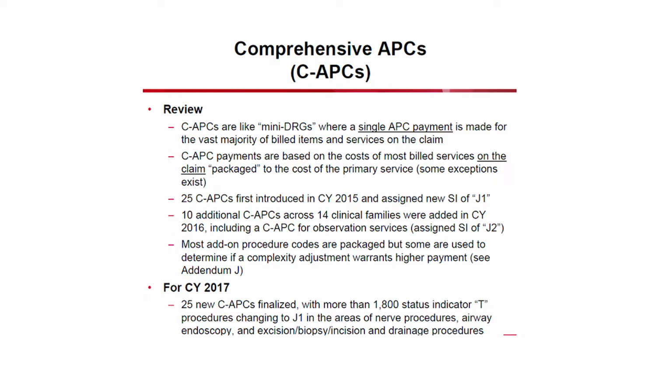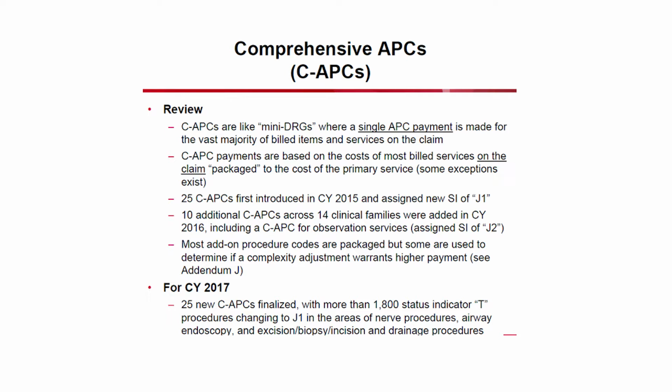Comprehensive APCs. So this is an area that's not specifically defined as a quality or pay for performance, but it's really another way that from a reimbursement standpoint puts pressure on healthcare as an industry to move towards that. So a C-APC is a mini DRG. So you get a single payment for the vast majority of billed items and services on the outpatient claim. They're based on the cost of most billed services on that claim and is packaged into the primary service.